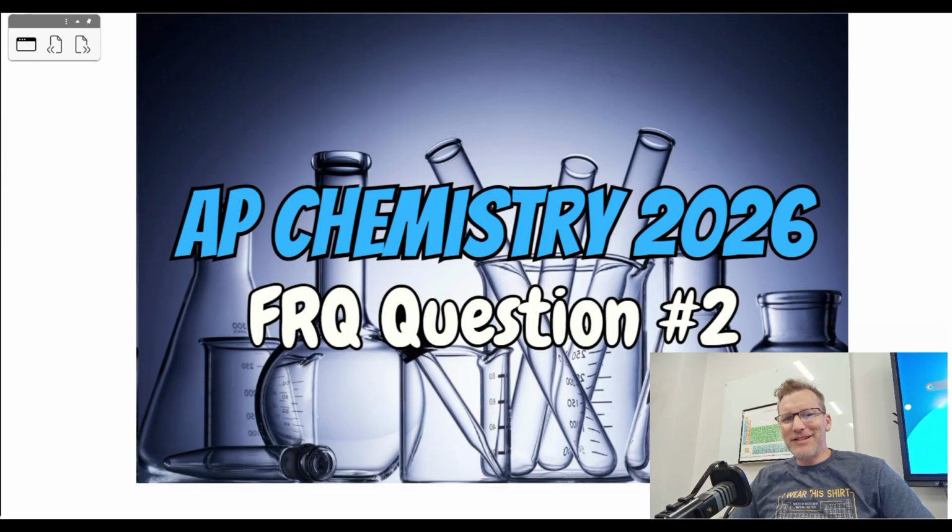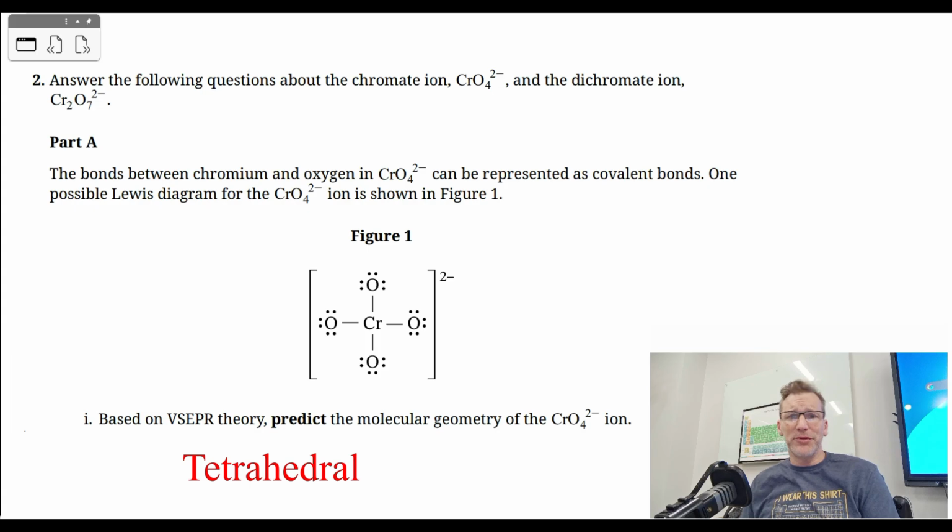Mr. Ayton. This is the AP Chemistry 2026 free response question number 2. This was the exam that was taken on May 5th, 2026 at 8 a.m. And let's get to question number 2. This was all about a chromate ion and a dichromate ion. And we go to part A, number 1.